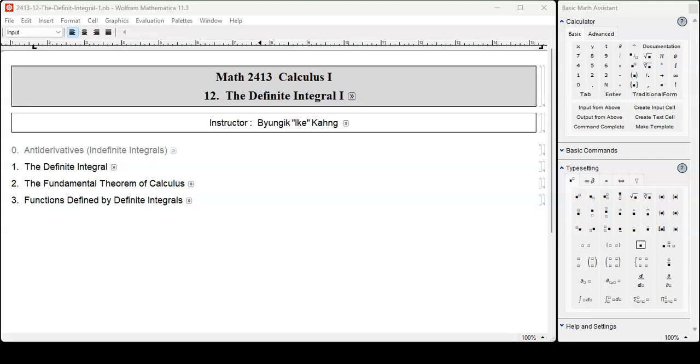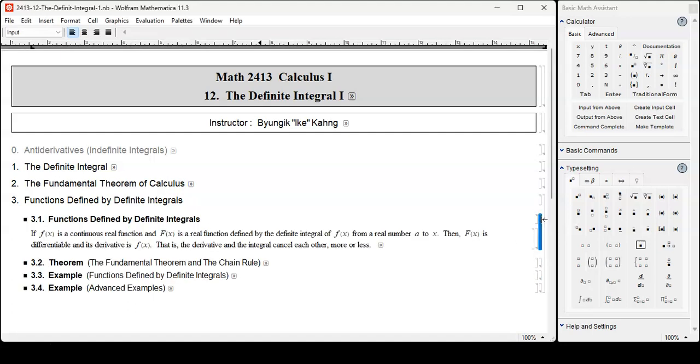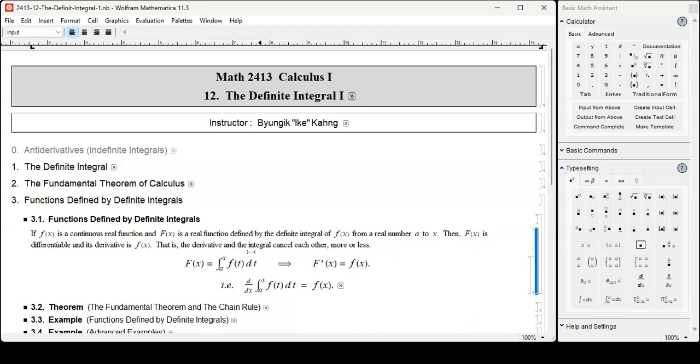Hello students, welcome back. We completed up to section 2. Now let's go to section 3, functions defined by definite integrals. There are several ways to define a function through a definite integral, but here's the simplest and the most elementary method. Right here, the one I just highlighted in bold blue.